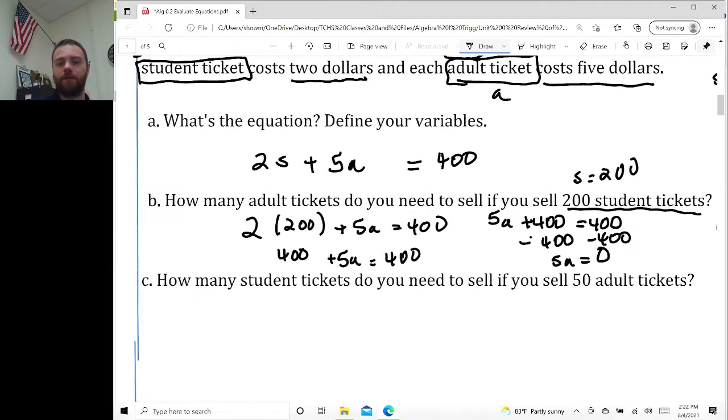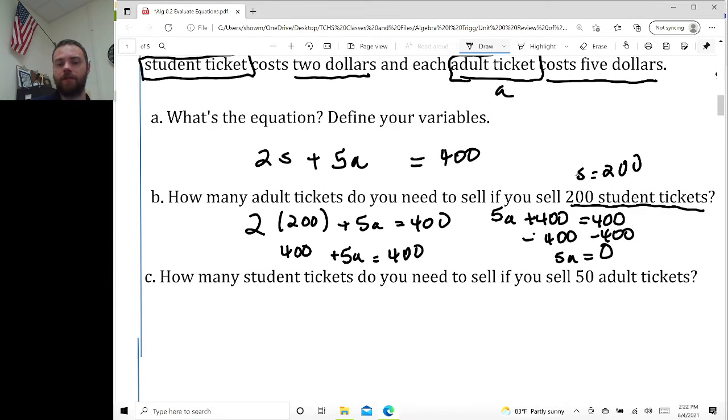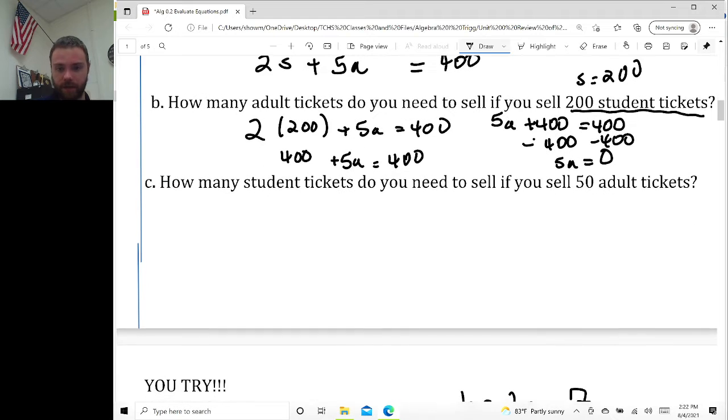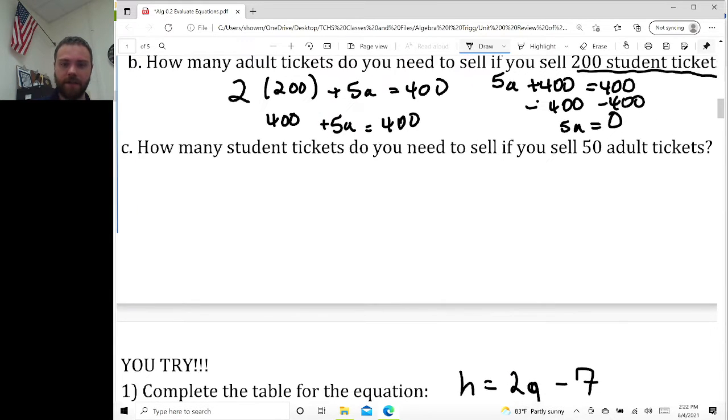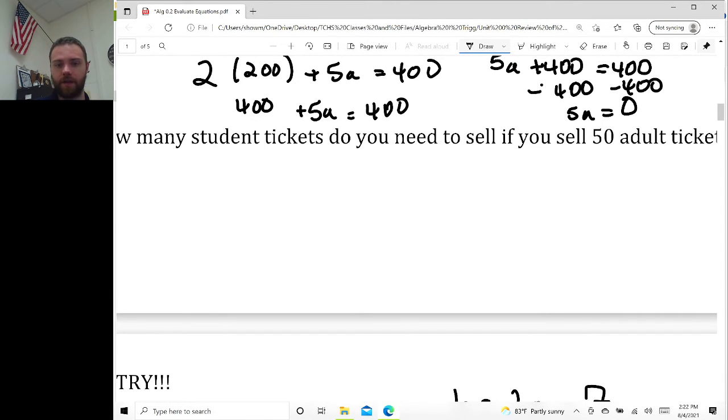Because if we're selling student tickets for $2 each, and I'm selling 200 student tickets, well, 200 times 2 is going to be 400. So I've already met the 400. I don't need to sell any more adult tickets. I can if I want to make more than 400, but I don't need to sell any more. Probably not going to be the case down here for part C. So this is just doing it backwards.